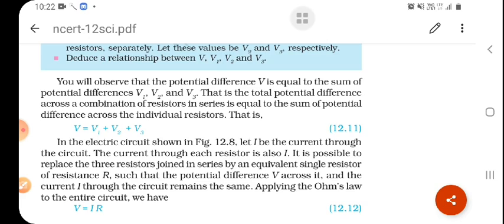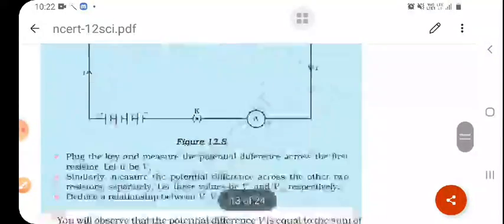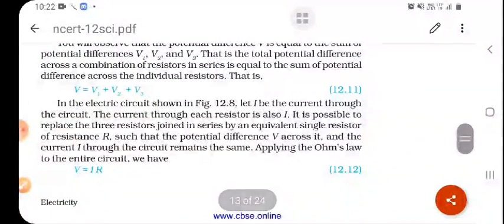Thus the potential difference across a combination of resistors in series is equal to the sum of the potential differences across the individual resistors. Okay, V1 plus V2 plus V3. Let us assume that the current I is the current through the circuit. The current through each resistor is also I.